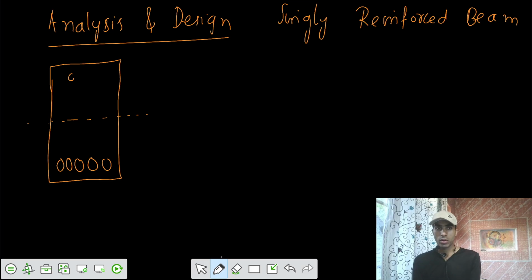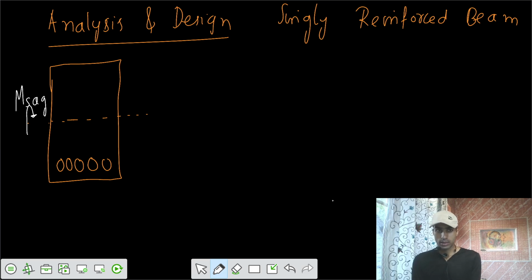If I place the steel bars also in the compression zone, that means this is a doubly reinforced beam, but we are not going for that. First case is that we place the reinforcement only on the bottom side, that is in the tension zone, for the sagging bending moment, M sagging.